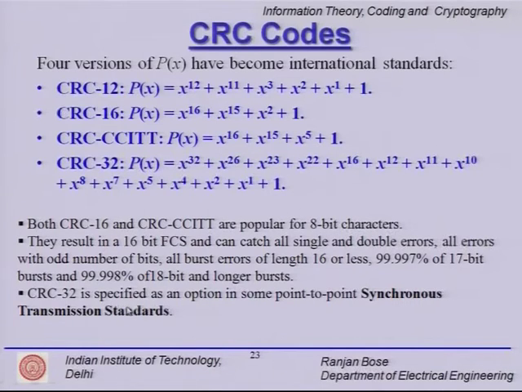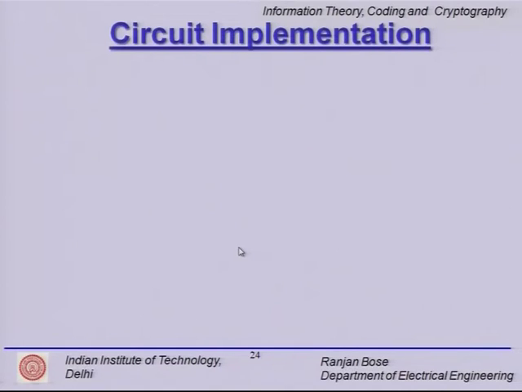CRC-32 is a part of the STS, the synchronous transmission standards. So the point is, these CRC codes, which are a subclass of cyclic codes, are very practical and very powerful in handling burst errors. They can definitely detect, and some of them can correct, burst errors.